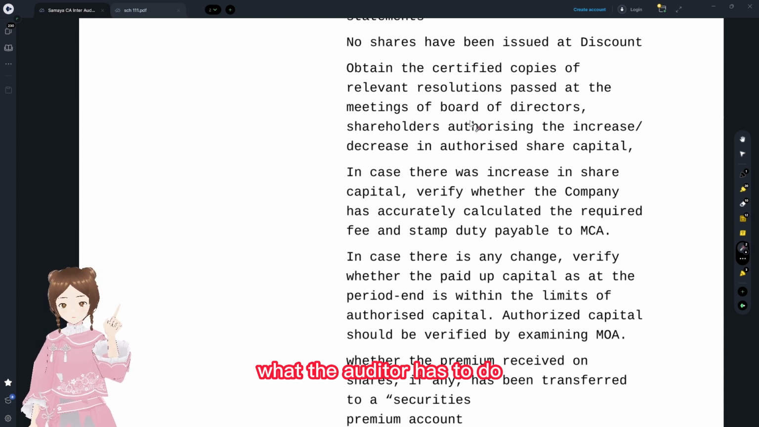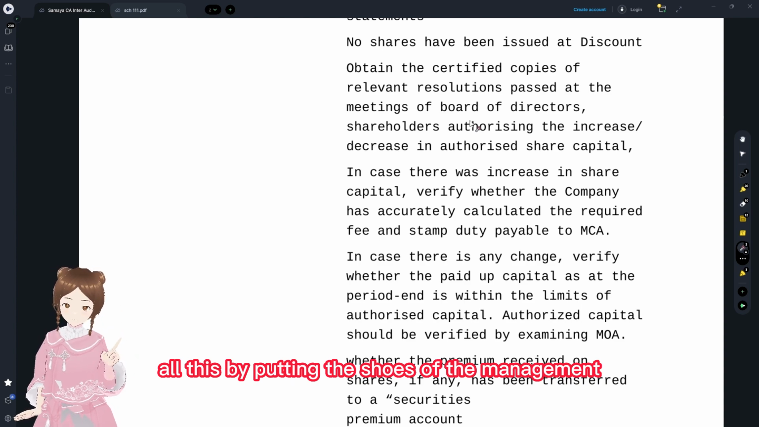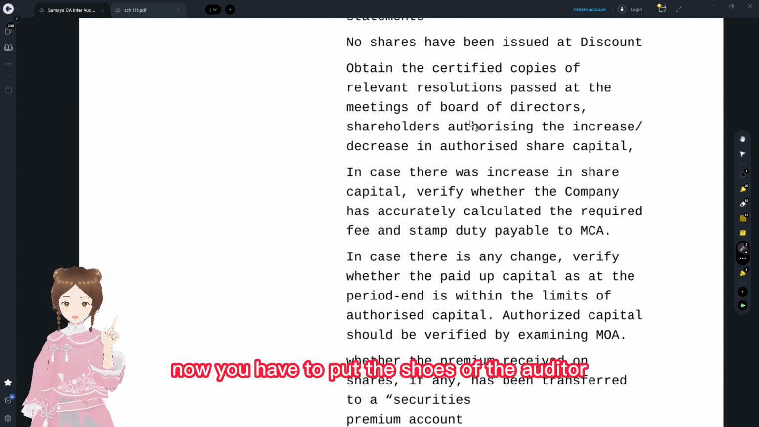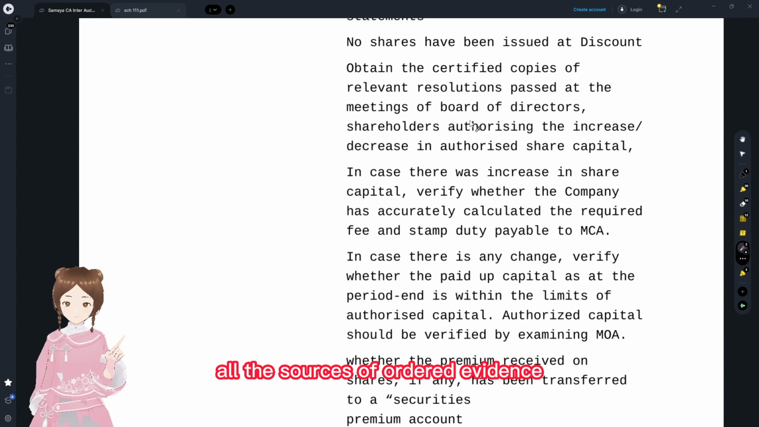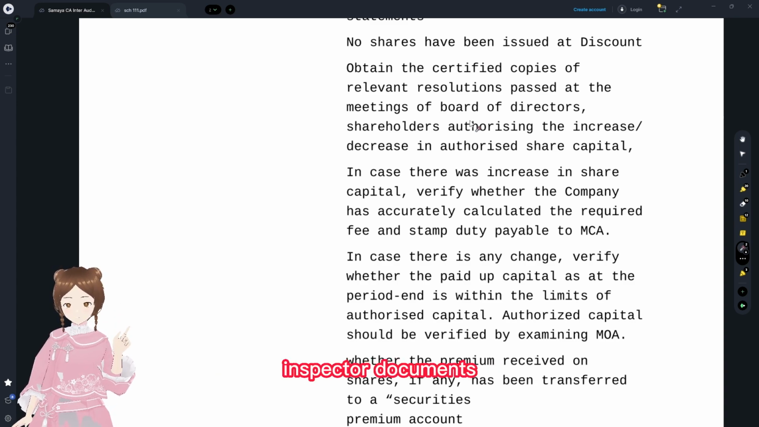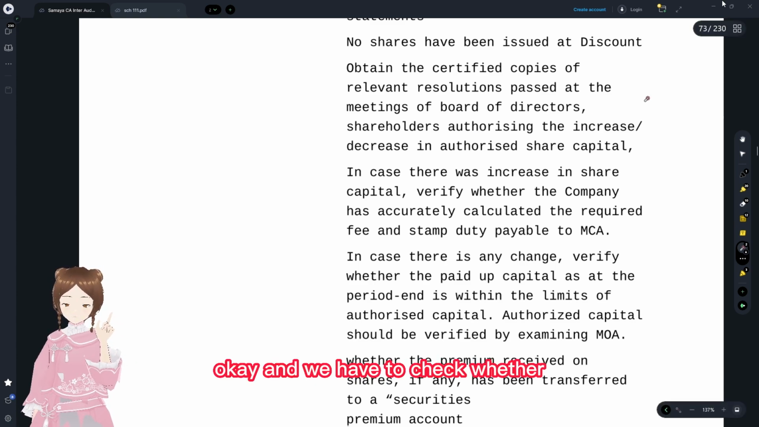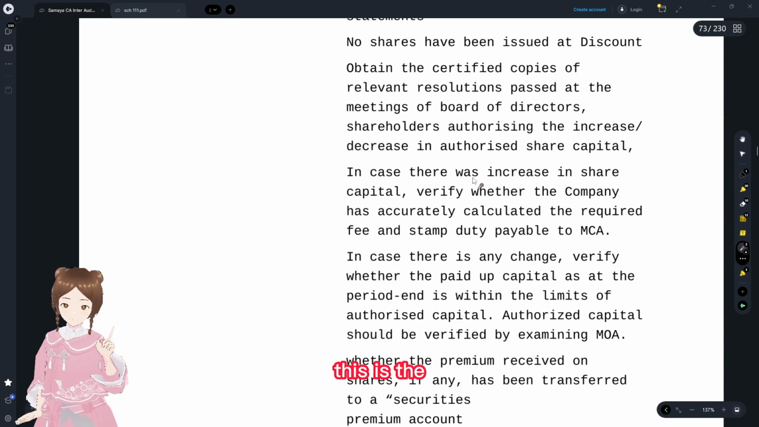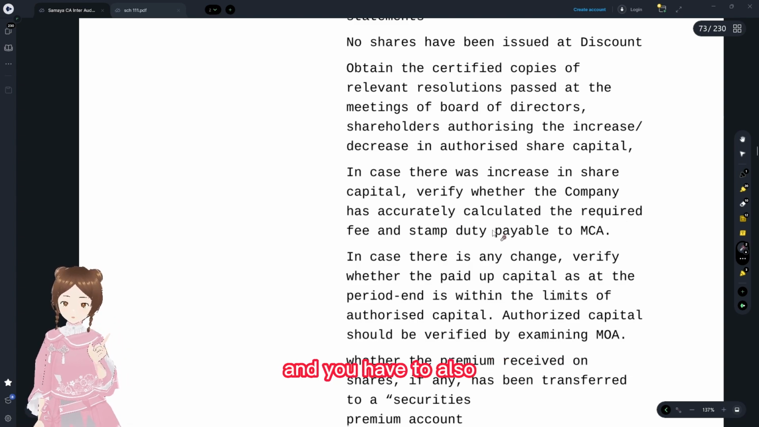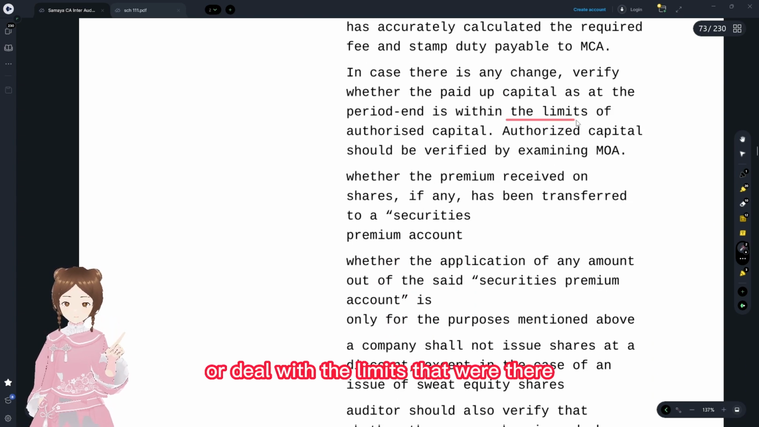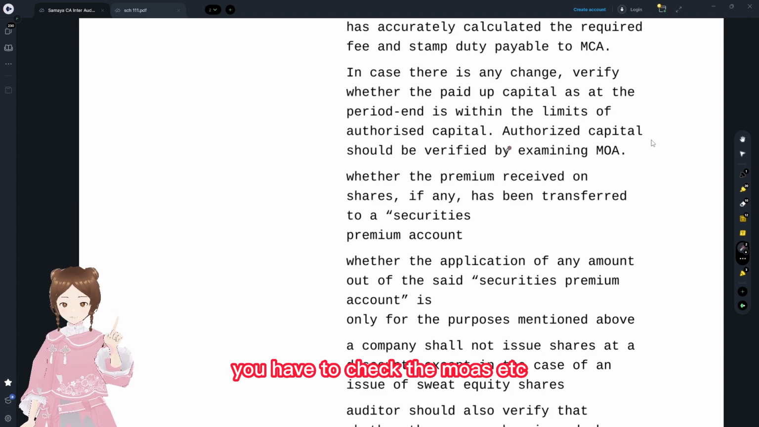You have thought all this by putting on the shoes of the management. Now you have to put on the shoes of the auditor and think about how these have to be verified, through what sources of audit evidence we could obtain this. First, inspect documents, that is, inspect minutes, resolutions, etc. We have to check whether they talk about increase and decrease in share capital, and the limits that were there in the authorized capital. You have to check the MOAs, etc.